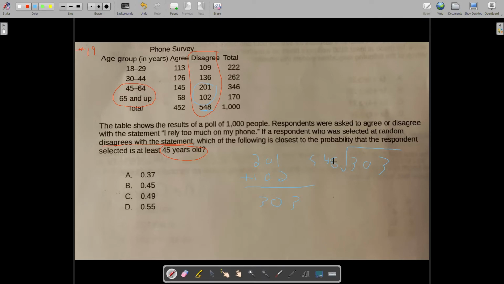Now this is on a calculator section, so you can do that math on a calculator. And the result is 0.5529 and a bunch of other numbers. But which one is closest? The answer would be D, 0.55. So now I'm going to give you another prompt that's very similar and let you do it on your own and then go through the process to see how you did.